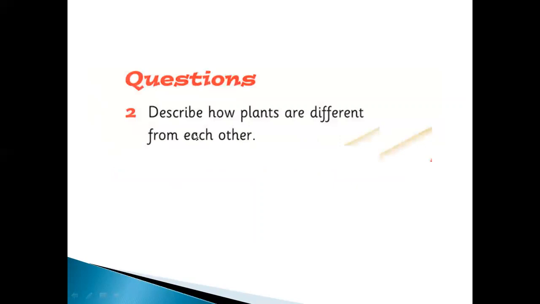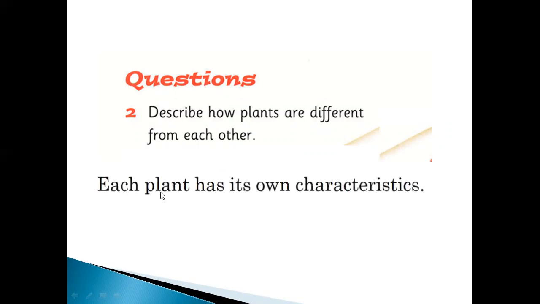Question number 2: describe how plants are different from each other. So the answer is each plant has its own characteristic. How is one plant different from another? So the answer, each plant has its own characteristic. That's why they differ from one plant to another, because of characteristics.